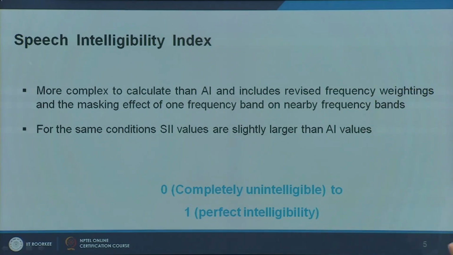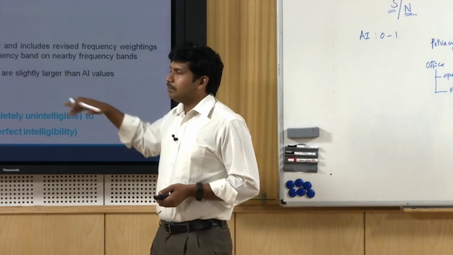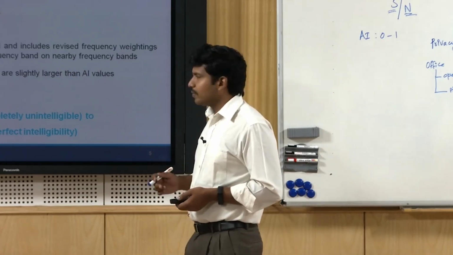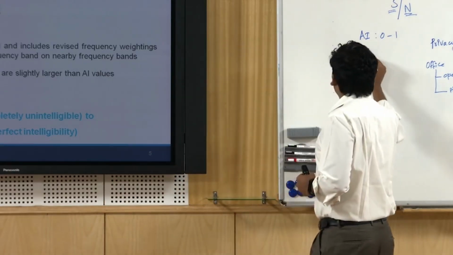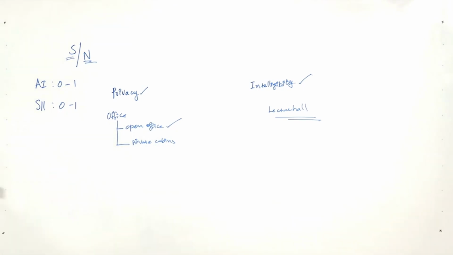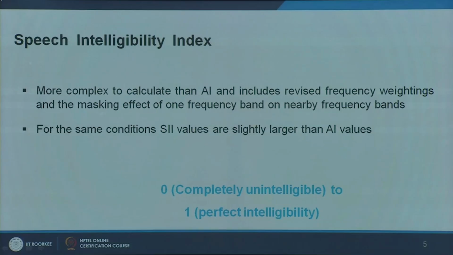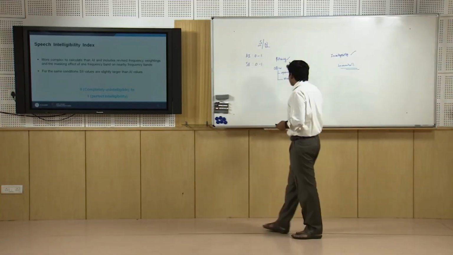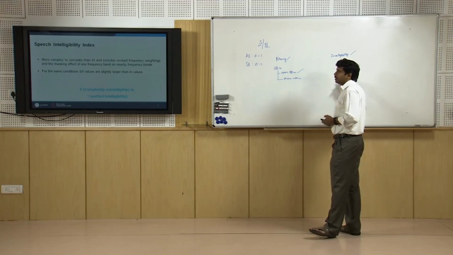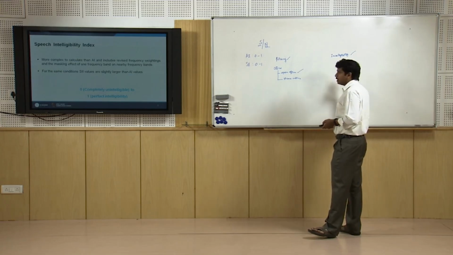Different frequency band sound is emitted, it includes the masking effect of one over the other. It is an improved version of articulation index, but the number also varies from 0 to 1. 0 means completely unintelligible and 1 is perfectly intelligible. Say if you are talking about speech intelligibility index in a lecture room, you will expect something above 0.8 or 0.9, the better it is, which means the speech is intelligible by 80%, 90%.